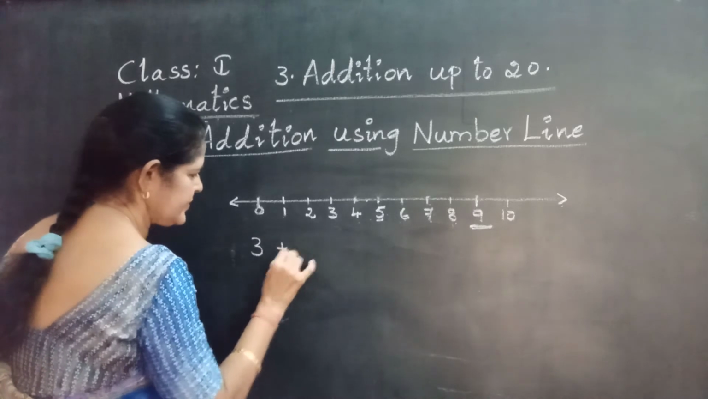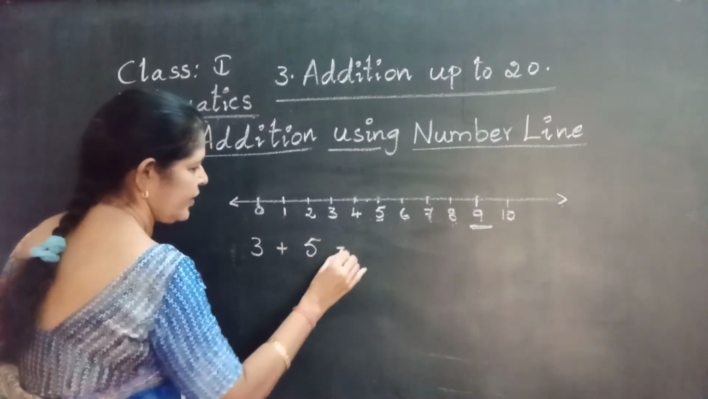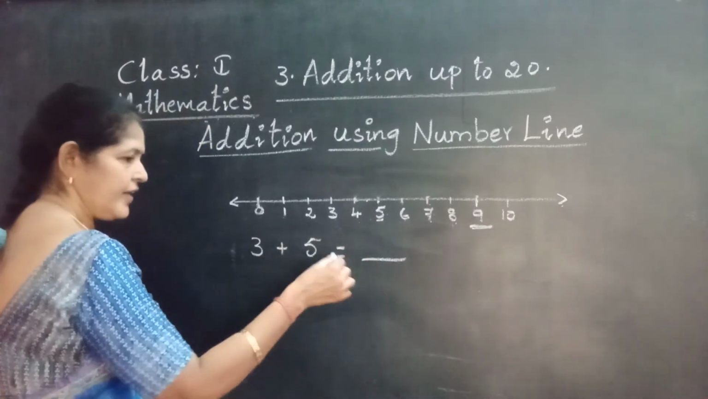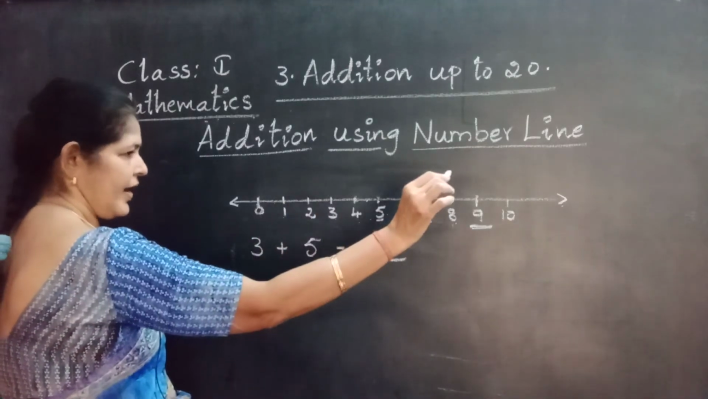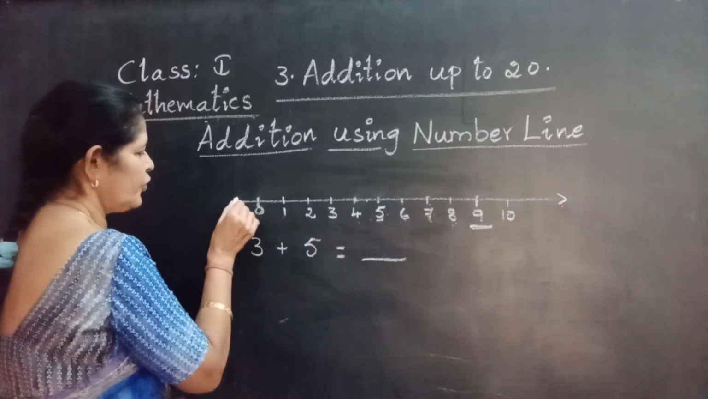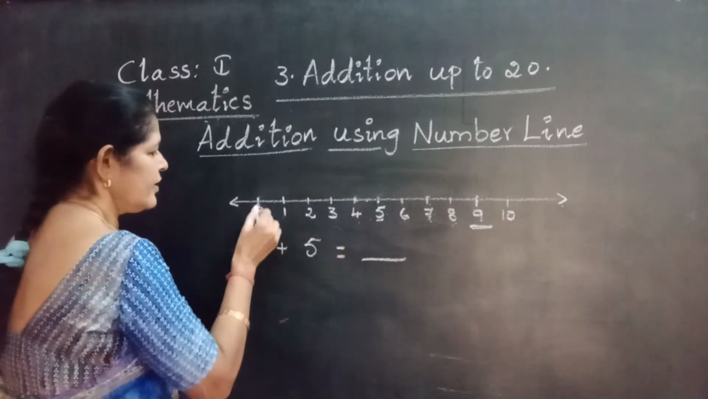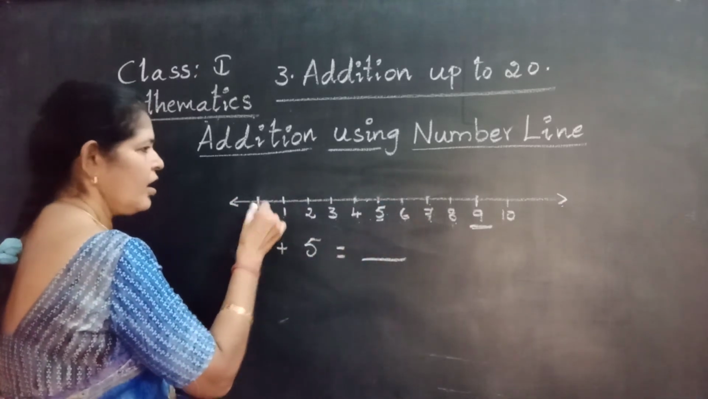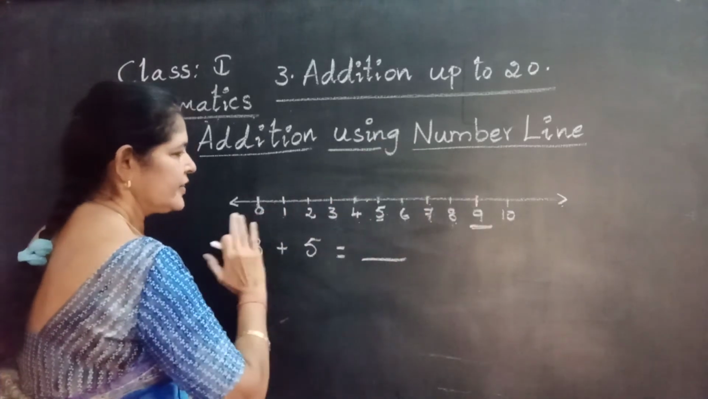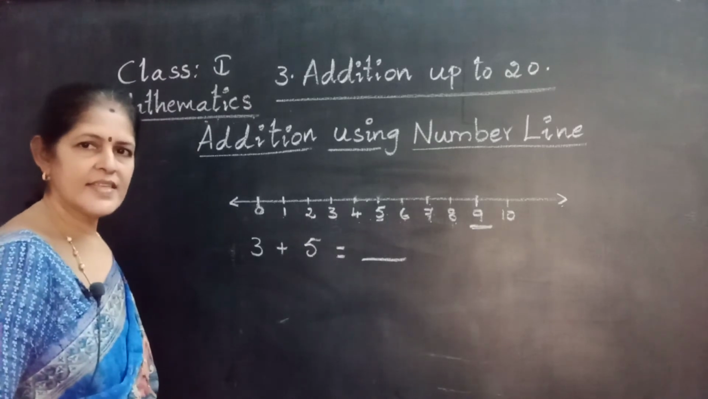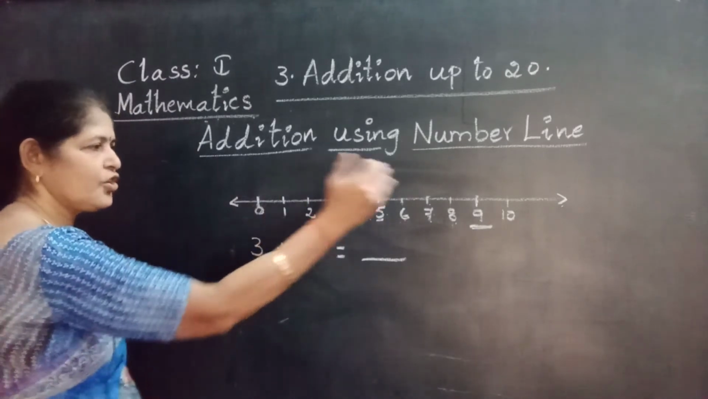3 plus 5 equal to how much? Find the total using a number line. Draw a number line with a straight line. Put arrow marks on both sides. The starting number is 0, and write the numbers with equal gaps from 0 to 10. This is called a number line from 0 to 10.